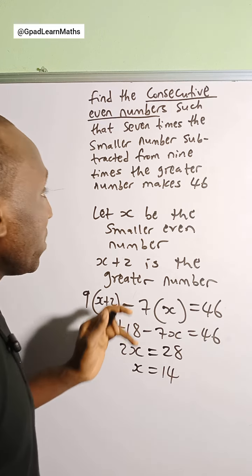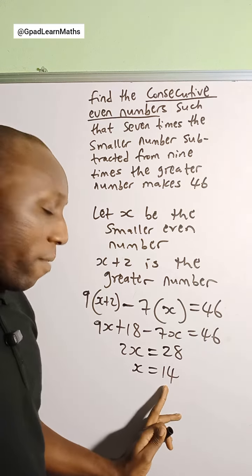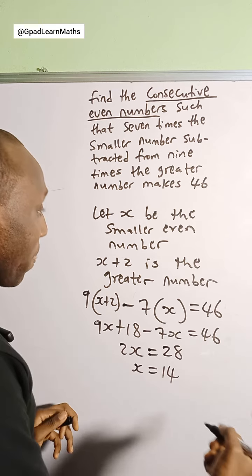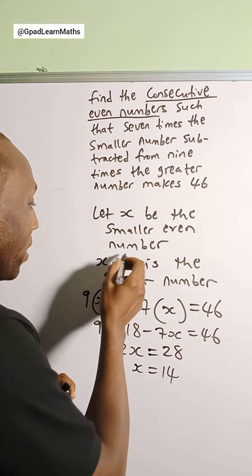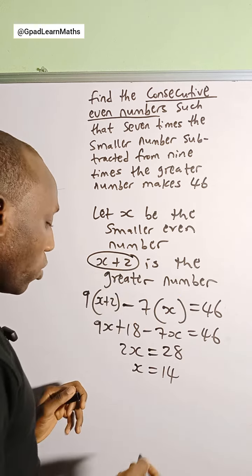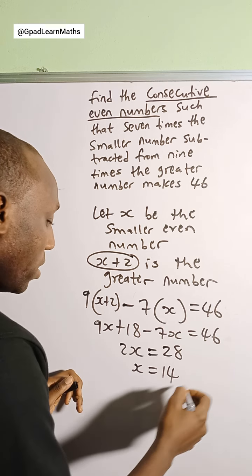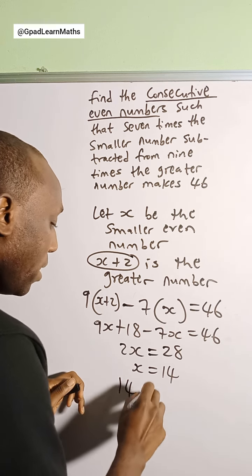14. So what this means is that the smaller even number is 14. And the greater even number, we already said it is x plus 2. So that has to be 16. So the numbers are 14 and 16.